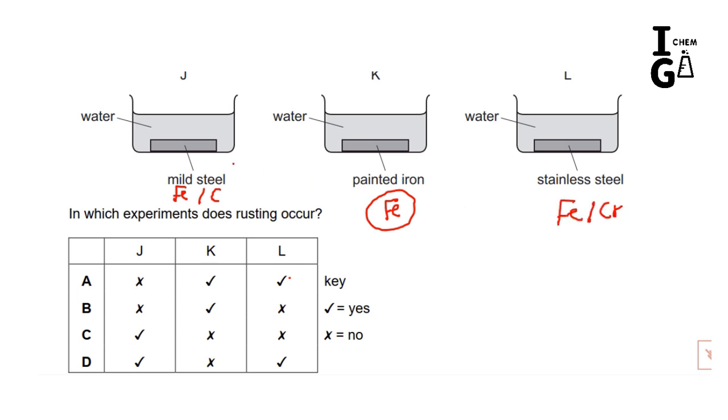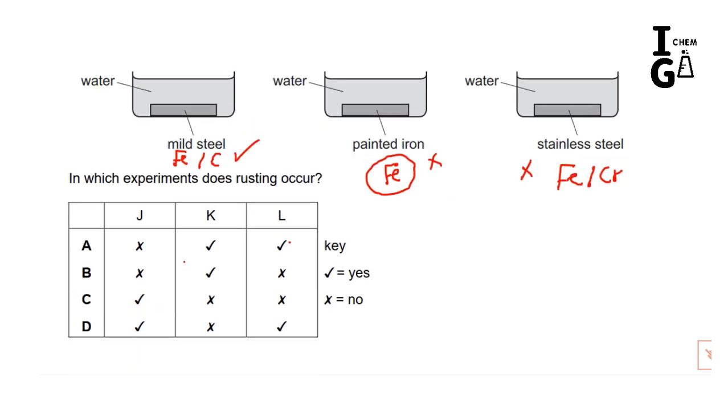If we compare each one regarding rusting and corrosion, because we investigate rusting actually, this one is coated, so this is against rusting. For Fe and chromium, this alloy resists rusting, but Fe and carbon doesn't resist rusting. So the question says, in which experiments does rusting occur? This one doesn't rust, this one doesn't rust, so this one rusts. So the correct answer is J, so the correct answer is C.